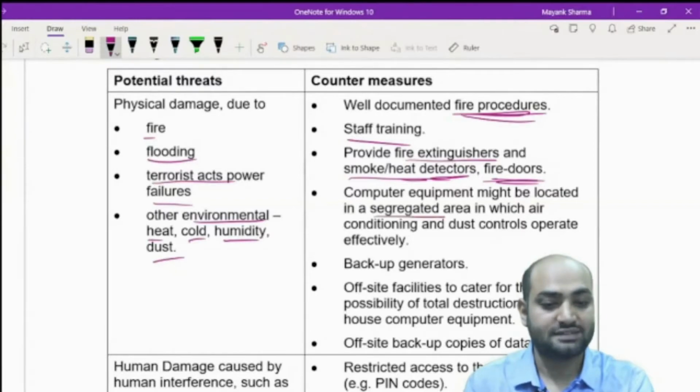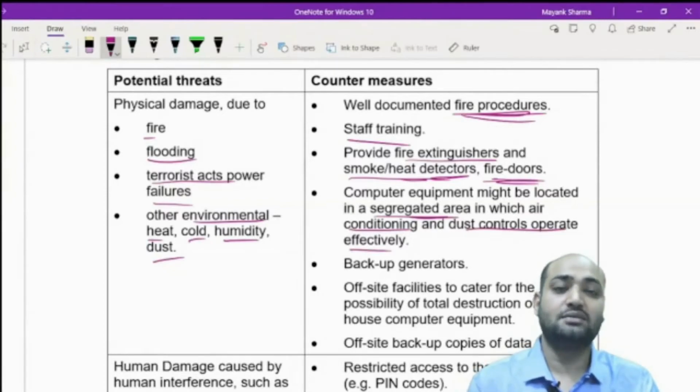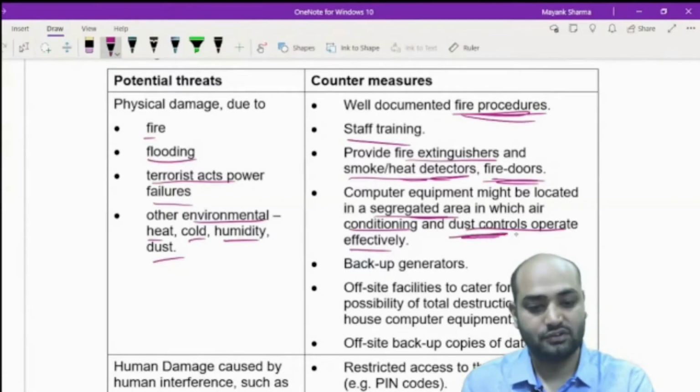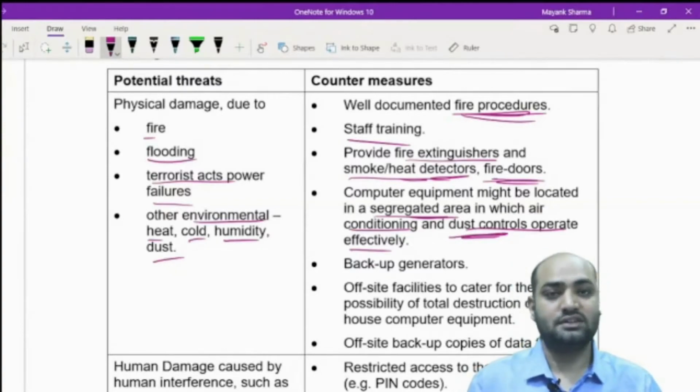Computer equipment might be located in a segregated area in which air conditioning and dust control operate effectively. So what happens is that when computers run, they generate a lot of heat, and that heat may be a reason for fire. So if you are using air conditioned premises, then the chances of fire are reduced. Also, if you are including dust control, then actually the main reason for heat generation is dust, because the heat is not able to get out of the exhaust of computers if there's dust accumulation there. Also, dust can result in short circuits. So dust control and air conditioning are measures which can be used.